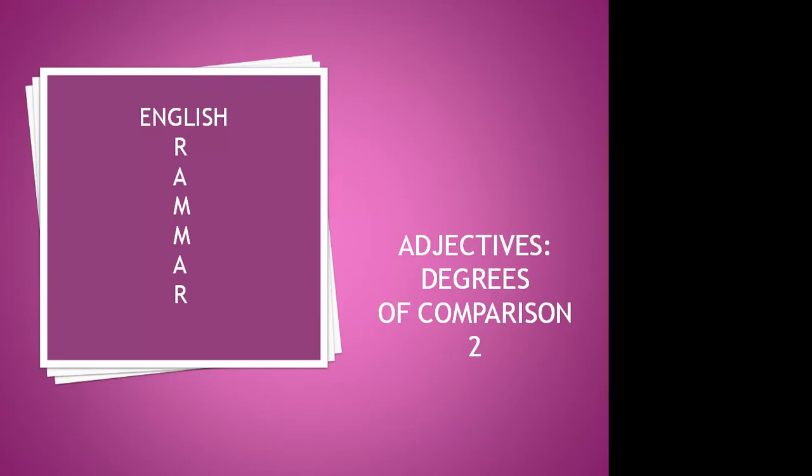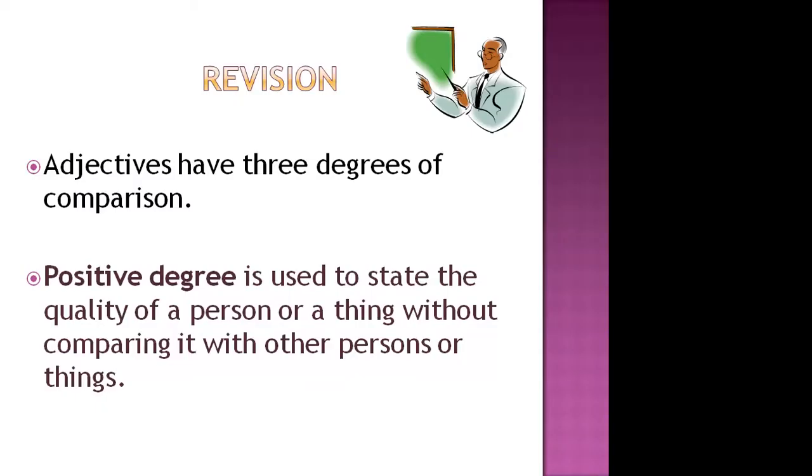daily chores. So I'm back with adjectives, degrees of comparison part 2. So let us revise what we did in part 1. Now in the previous video we learned that adjectives have 3 degrees of comparison. The positive degree. The positive degree is used to state the quality of a person or a thing without comparing it with other persons or things.